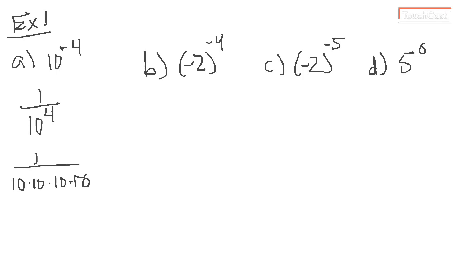So 10 to the negative fourth is going to be 1 over 10,000. Or I would also take 0.0001. I would take either of those.